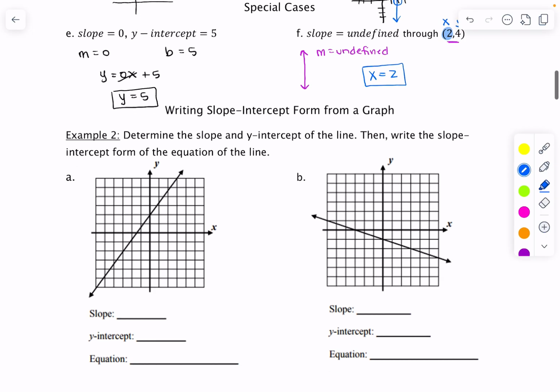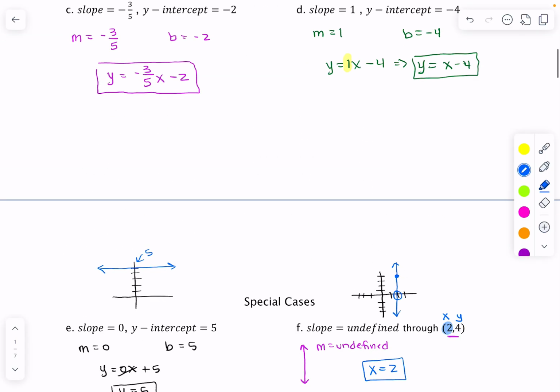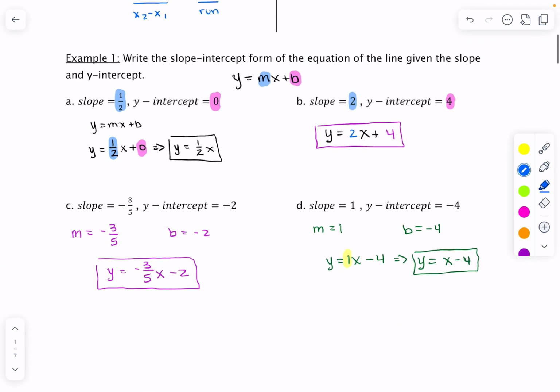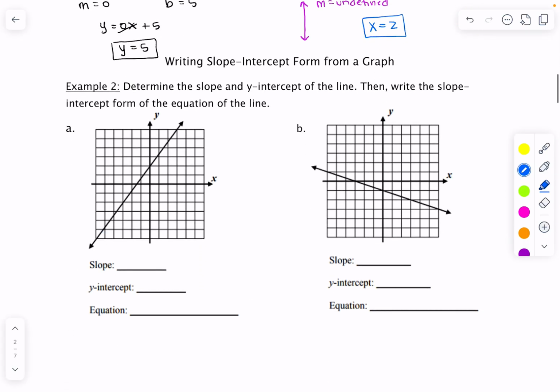Let's switch gears. What happens if you're given a graph and you have to come up with the equation? In the previous examples, I gave you the slope and the y-intercept, and you could write the equation. Well, what happens now if I give you a graph and I want you to write the equation? We can find the slope and the y-intercept ourselves if we're given the graph.